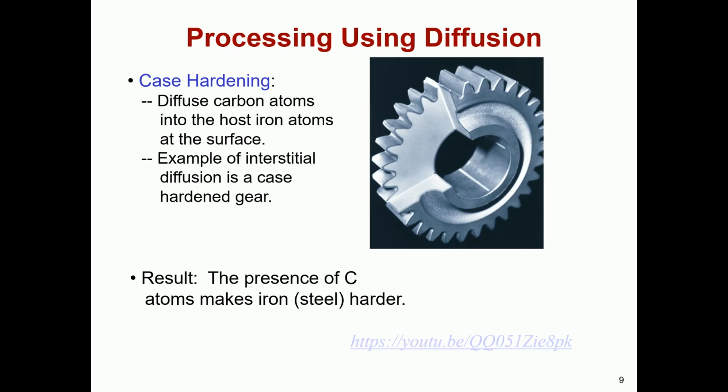As discussed previously, the carbon atoms act as obstacles to dislocation motion, like a speed bump. They increase the activation energy for slip, so they prevent dislocation movement. So when case hardening is applied to iron material, we obtain dramatically improved mechanical strength and wear resistance.